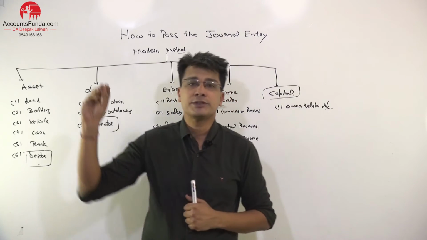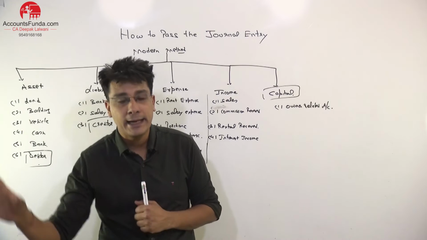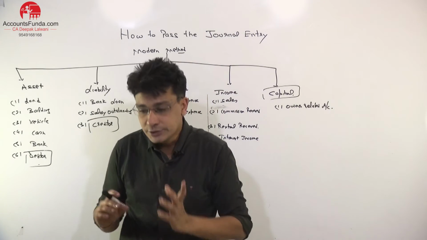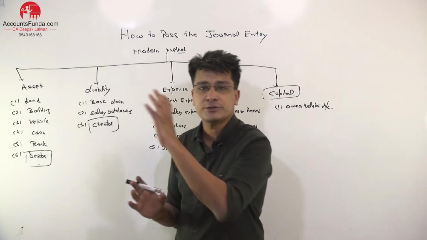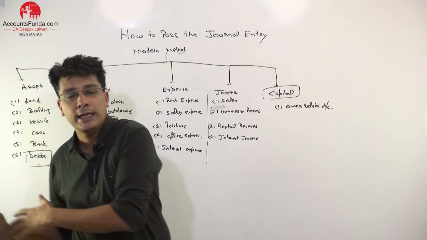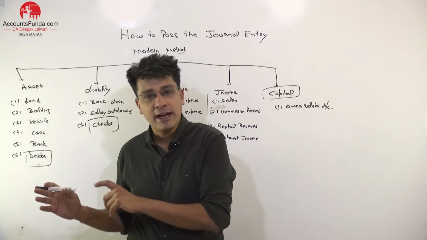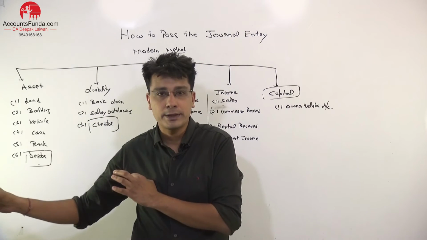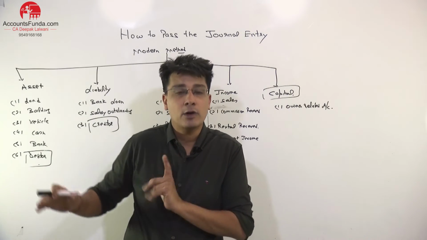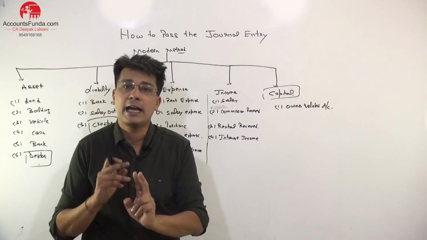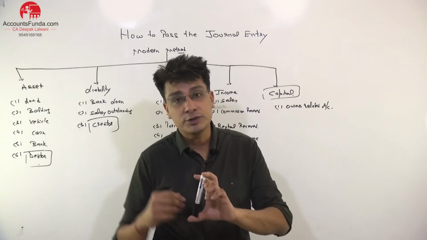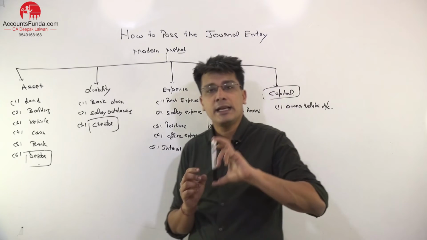Either I will pay the supplier of the ink immediately, or I will pay the amount in the future. Suppose I have bought ink worth 5 lakh rupees from a business based in Delhi, and I have paid only 3 lakh rupees out of it. So 3 lakh rupees is going out in cash, and the balance 2 lakh rupees I have to pay in the future.